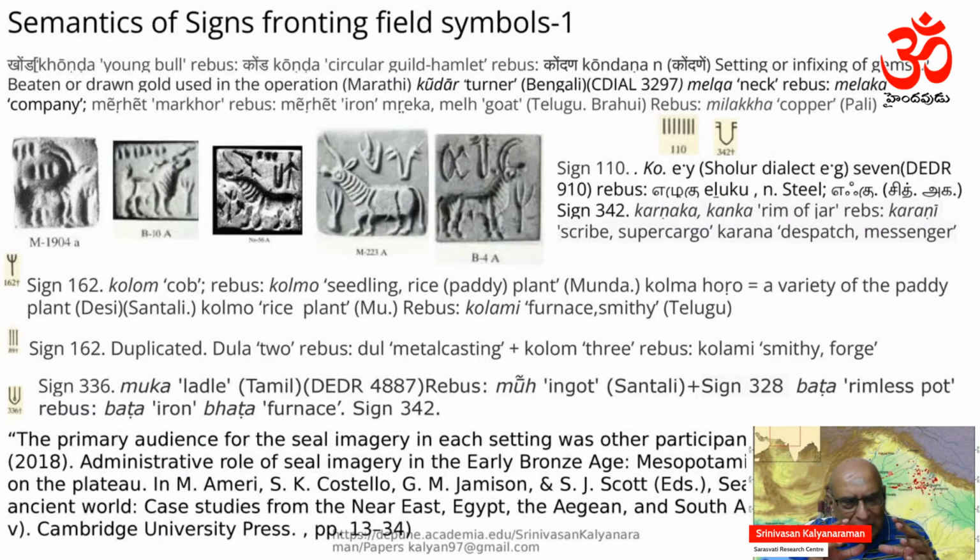So the primary evidence of the seal imagery in each setting, with other participants, indicates the administrative role performed by the visual language pictographs. So the smith and the wealth components of the wealth accounting ledgers indicate these inscriptions are very clearly identified by the rebus readings in Meluhha, the Desi language, or guild speech.